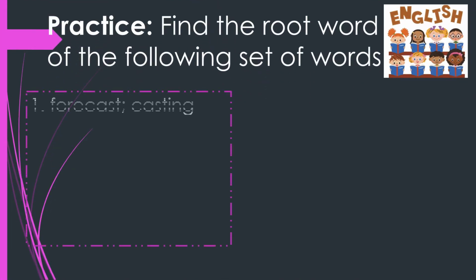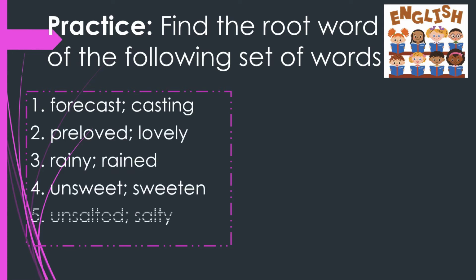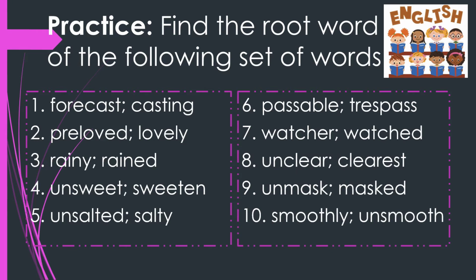Now let us practice finding the root word of the following set of words. Number 1, forecast, casting. The root word there is cast. Number 2, pre-loved, lovely. The root word is love. Number 3, rainy, rained. The root word is rain.